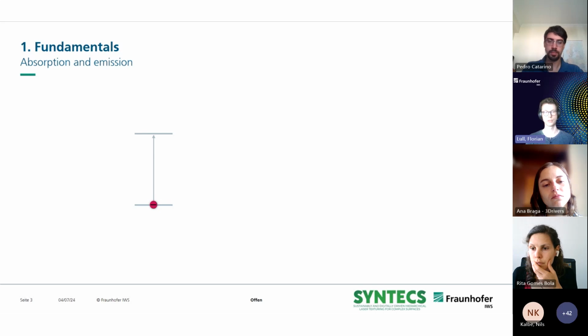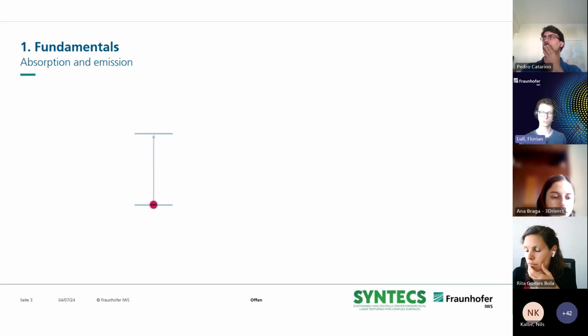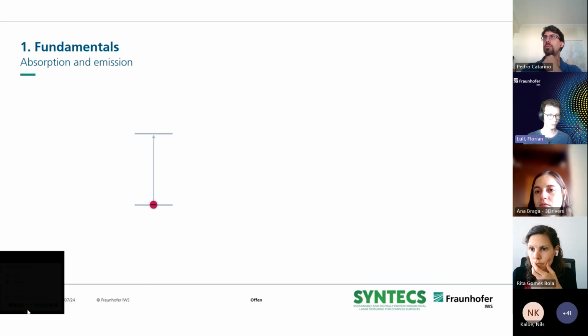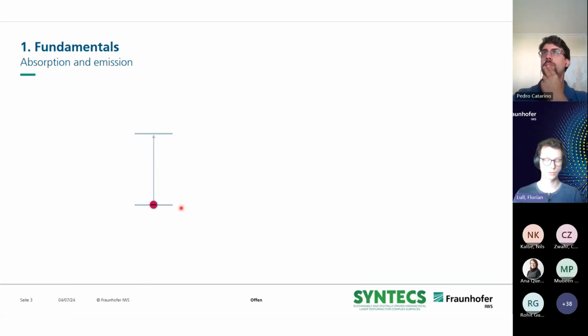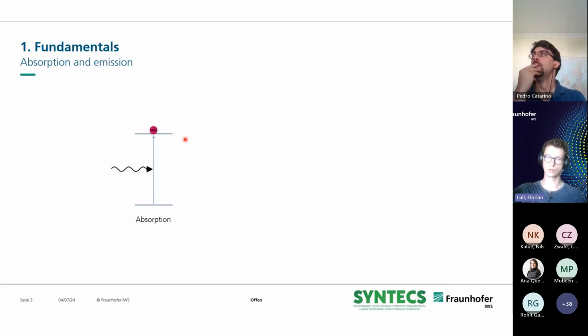We will start with a very simplified model of an atom, of the electronic system of an atom. What you can see here is the ground state. This is basically the energetic state where the electron is in its equilibrium, and we have an elevated energy state where the electron is when it has more energy than in the ground state. Now a photon comes flying by and is absorbed by the electron. The electron has now more energy and is moved to its higher elevated state. This process is, of course, called absorption.